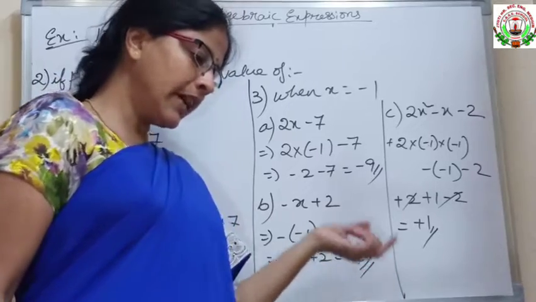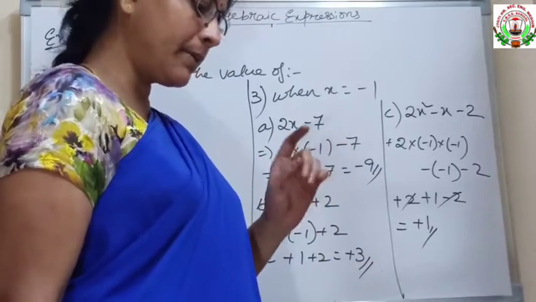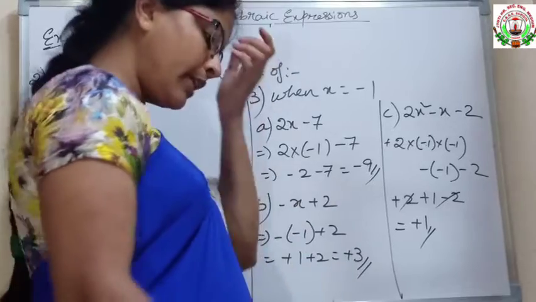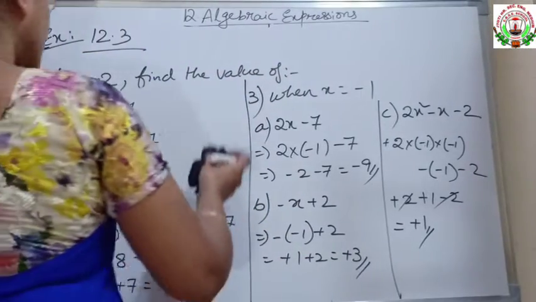In this question also I have left only the third part, that is x square plus 2x plus 1, for you to solve. Hope you can complete it. Next let us go to the fourth question.